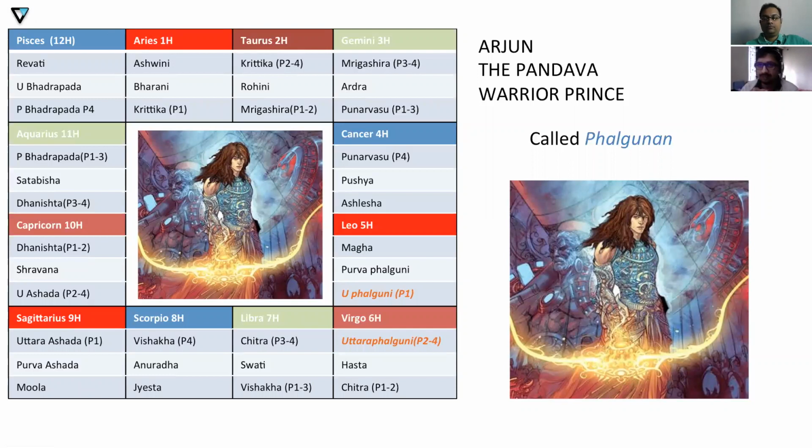And one of the greatest mythological epics in Indian history is the Mahabharata. Within the Mahabharata, the greatest warrior is Arjuna. And Arjuna is the Pandava warrior prince.